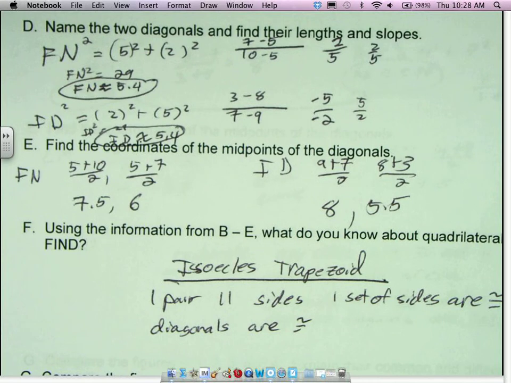So, FIND is an isosceles trapezoid. I'm writing like a sentence. FIND is an isosceles trapezoid. It has one pair of parallel sides and one set of congruent sides, and the diagonals are congruent. It's an isosceles, which I think I spelled incorrectly. Trapezoid, one pair of parallel sides, one set of sides are congruent, the diagonals are congruent.